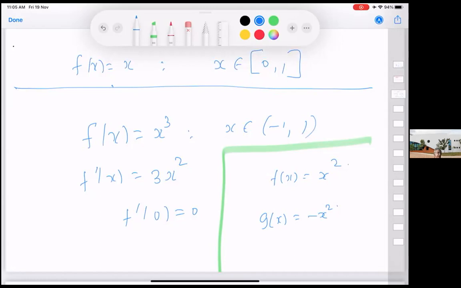So I guess you may have done it in class 12, the rule about the second derivative. So what is the second derivative of this? Here at x equal to 0, our f double dash is positive. Here g double dash is negative. And here f double dash is 0. So f double dash is positive, f double dash is minus 2.